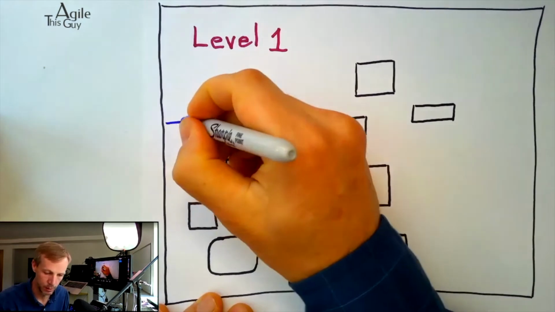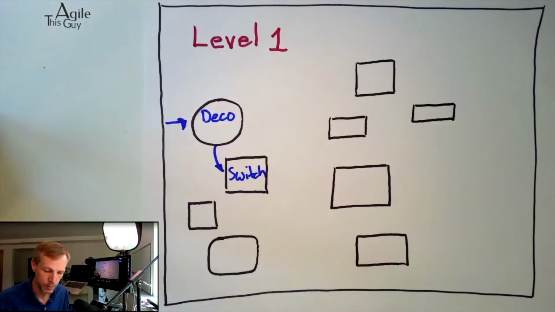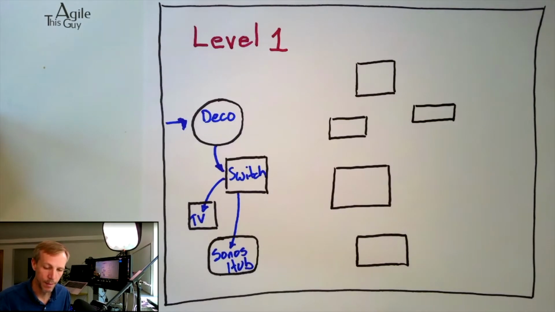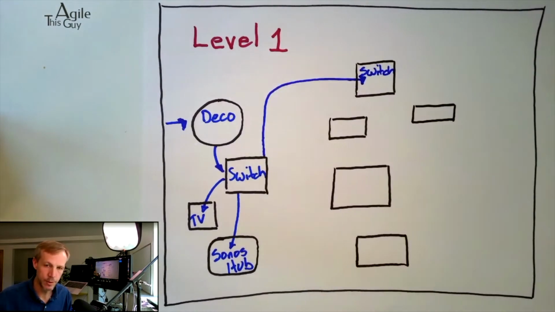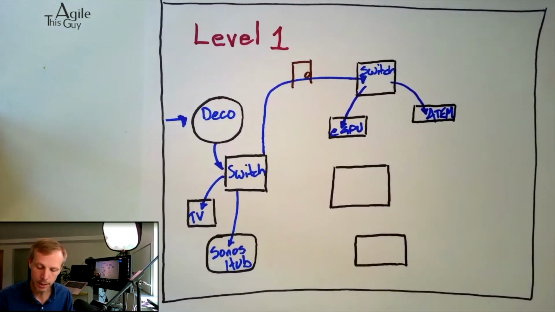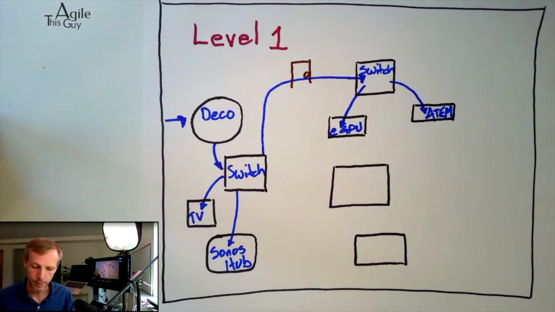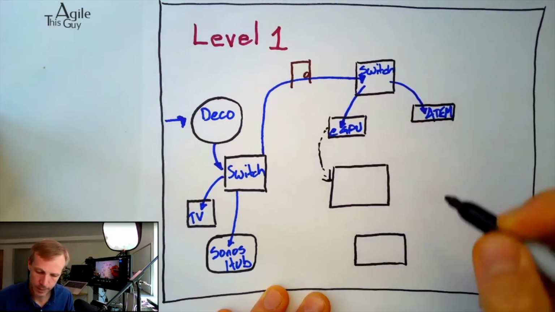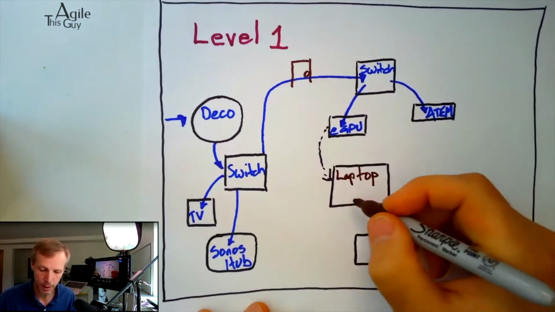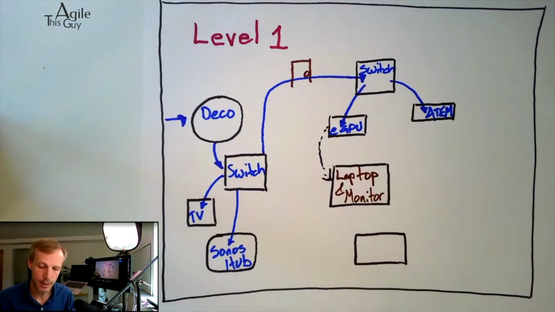Level 1, pretty exciting. Out of the wall, yet another DECO. It goes to a switch, and from that switch, it goes to both the television and the Sonos hub, and then goes around to another switch, as it's trying to miss having several wires going back and forth over this door threshold, where it goes to the eGPU and the ATEM Mini video switcher and encoder. From the eGPU, USB-C to the laptop, and again via HDMI to drive the monitor. The ATEM Mini is connected to the laptop via USB-C.